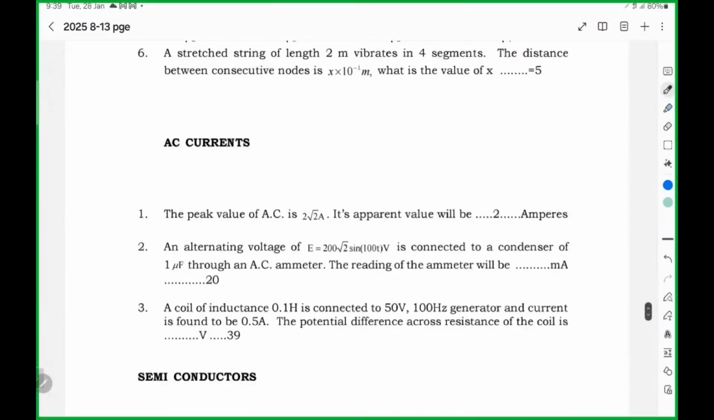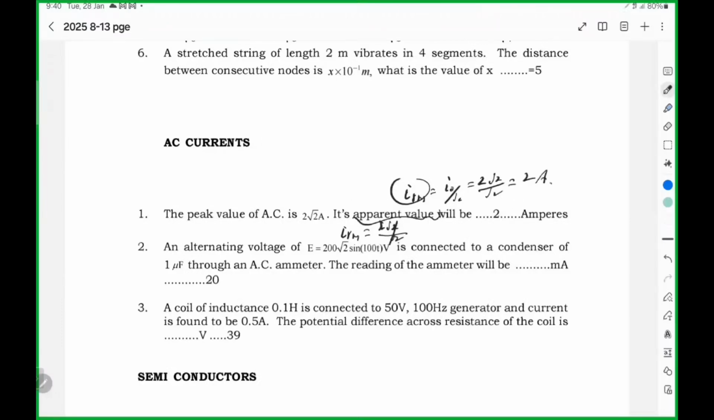So AC currents: the peak value of AC here is 2 root 2 A. Apparent means RMS. IRMS will be peak value by root 2. IRMS is I naught by root 2. IRMS, what we call the apparent value, is 2 root 2 by root 2, you get 2 amperes.